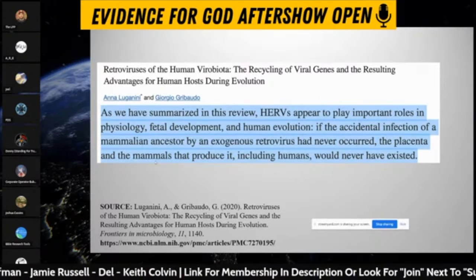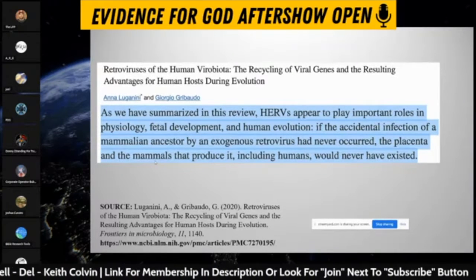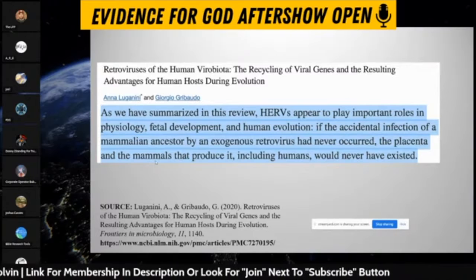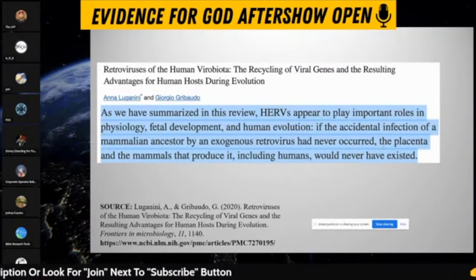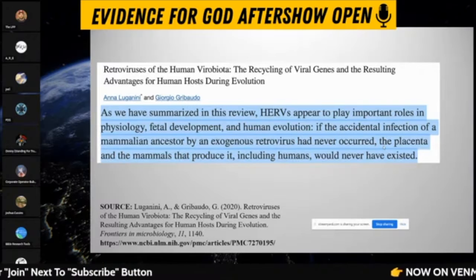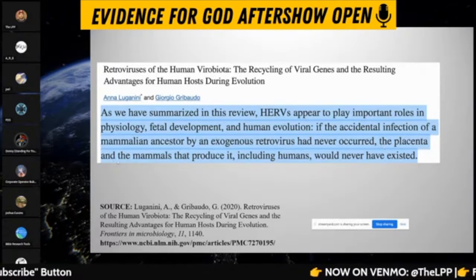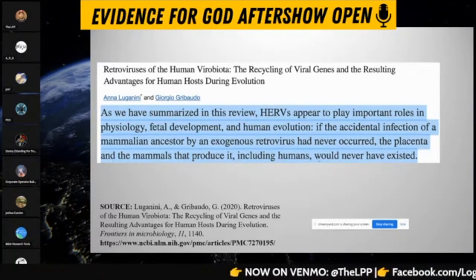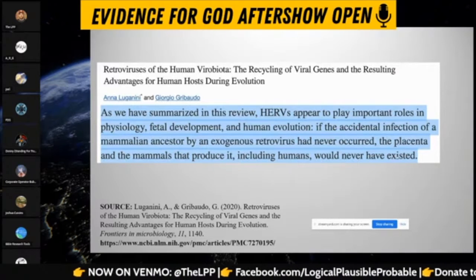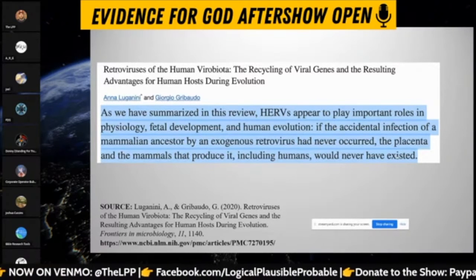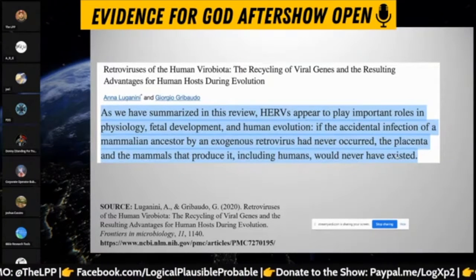The placenta, and don't worry, if we've only got limited time here, Andrew, I know you and I were working on setting up a podcast discussion. No, however long you want to go, I'm willing to go. So the placenta and the mammals that produce it, including humans, would have never existed. And, you know, I'm a human, I'm a mammal. I like to exist.